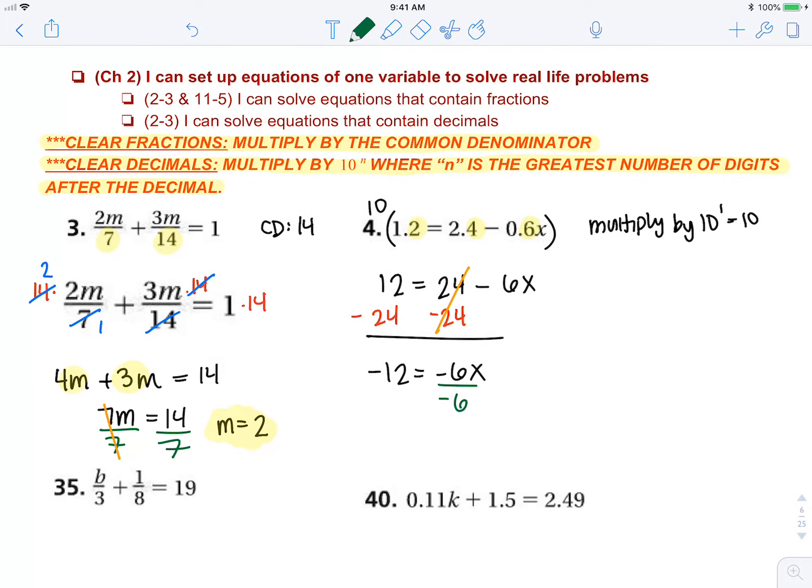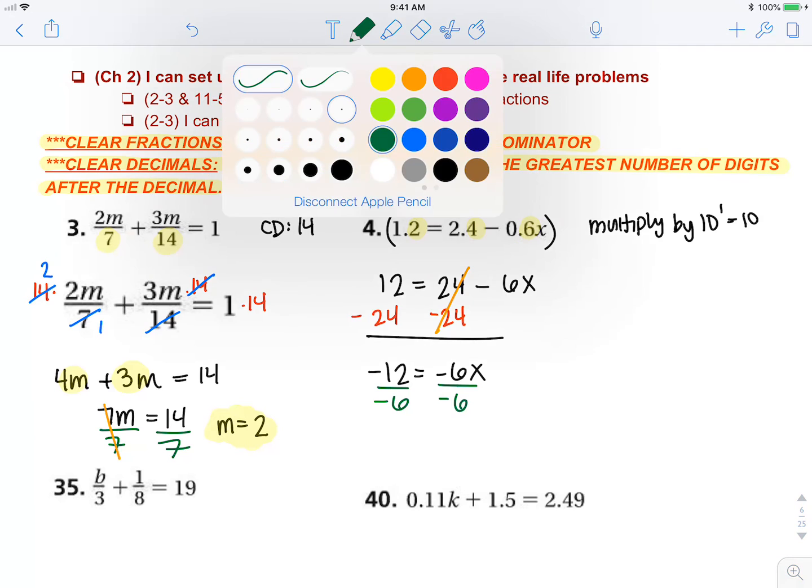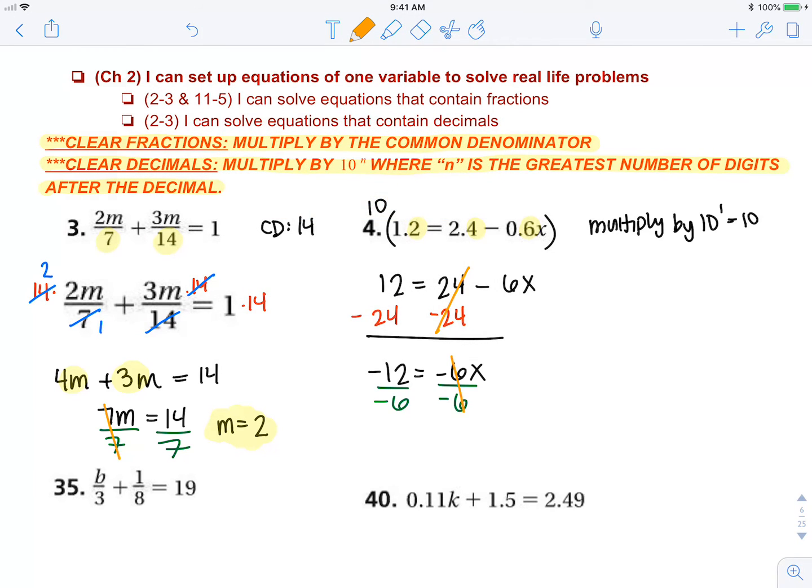One-step equation, dividing each side by negative 6. Negative 6's cancel, and x equals 2. So when we're clearing fractions and decimals, that should be our first step for equations.